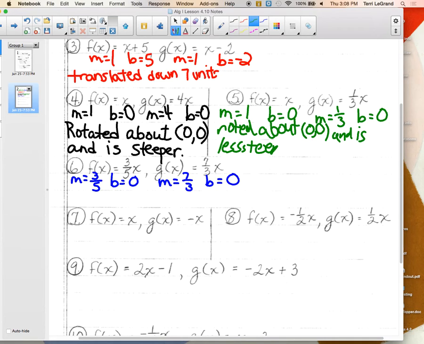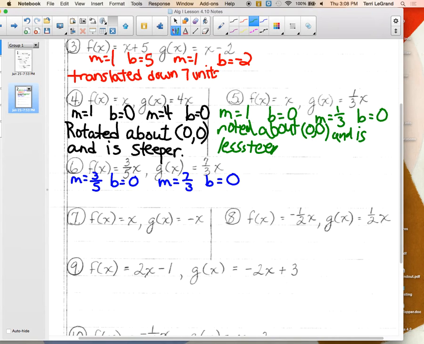So "wrote it," instead of "wrote it," I think he meant rotated, okay? Rotated about 0, 0 and is less steep. Okay, and is less steep, do you agree?